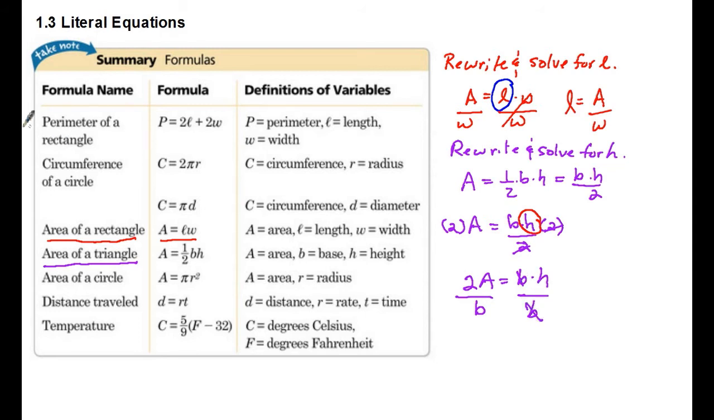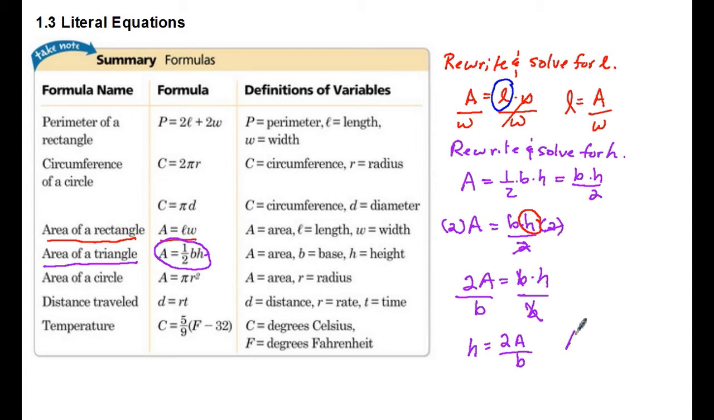And b cancels. And so our final equation here is going to be h equals 2 times A, or 2 times the area, divided by the base. Okay, so now I can use this formula to solve for the value of h, which is the height. Unlike the first formula, which was 1/2 base times height, I couldn't do that. Well, you could, but it'll be messy.